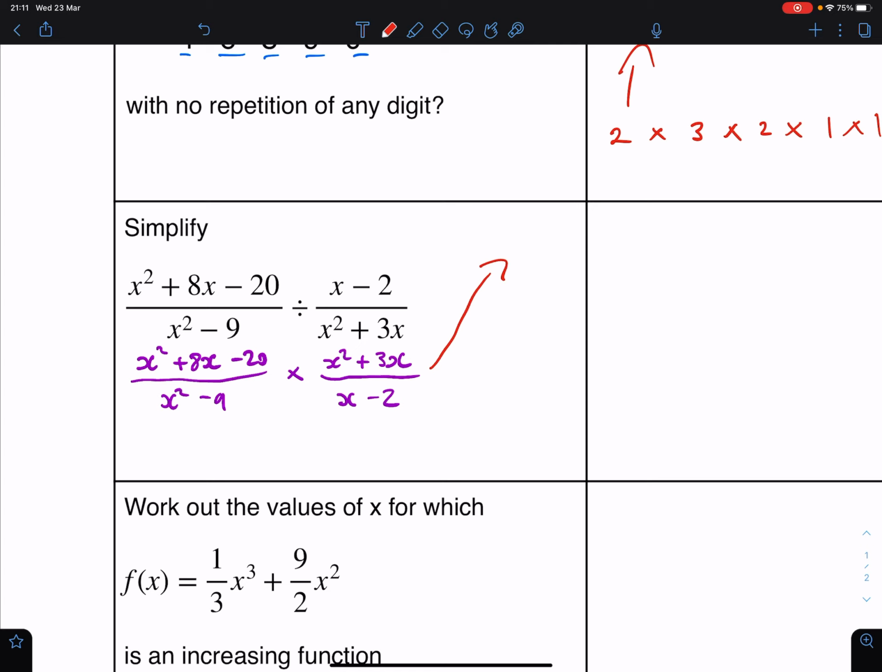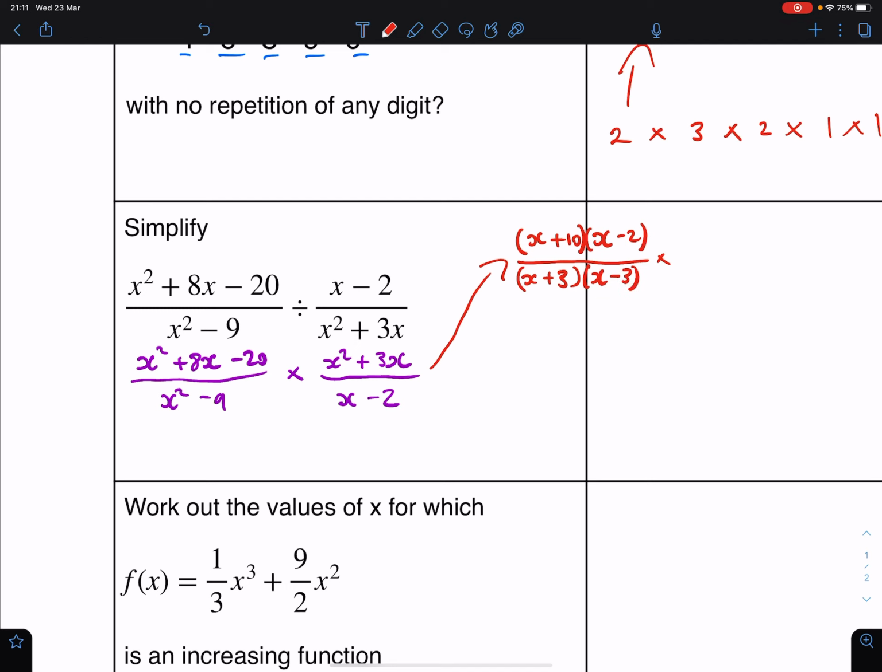10 and 2, 10 and minus 2, okay, that works. So we have x plus 10, because 10 plus minus 2 gives you plus 8. And we've got x minus 2, because it has to multiply to give minus 20, and that to give plus 8. We've got x squared minus 9. Learn your difference of two squares, guys. That factorizes by the difference of two squares to x plus 3 times x minus 3.